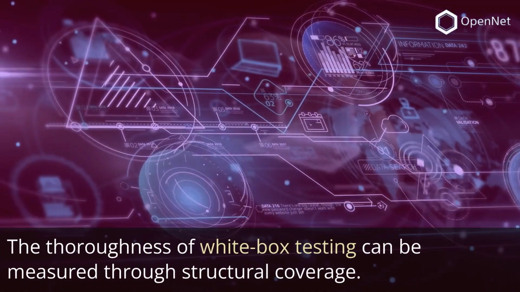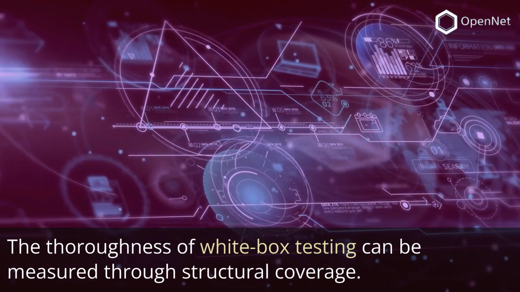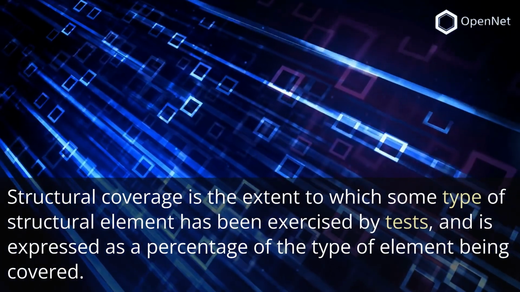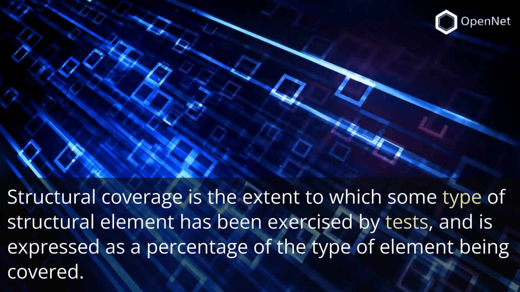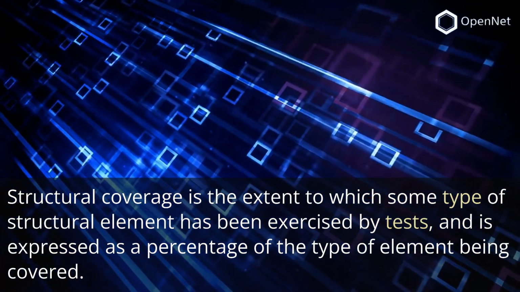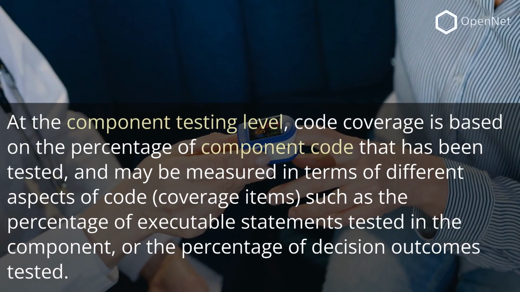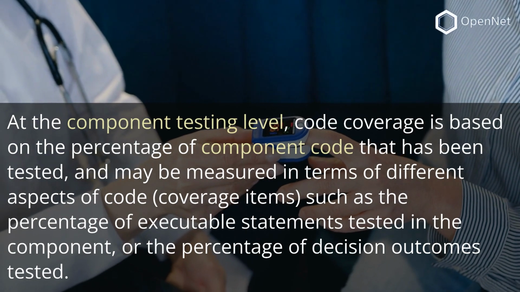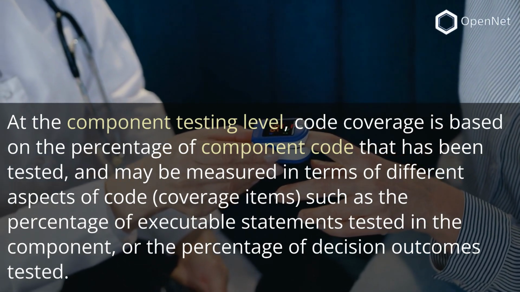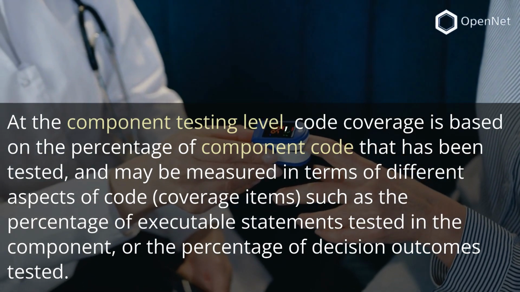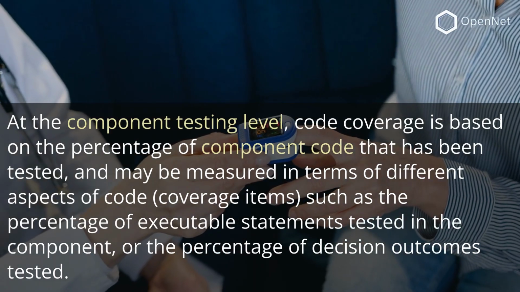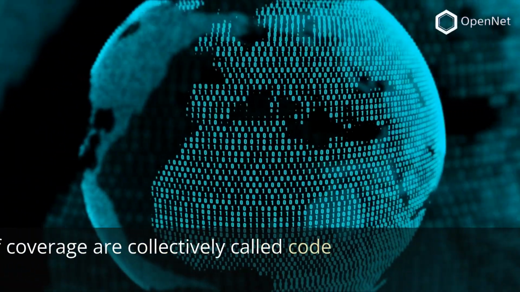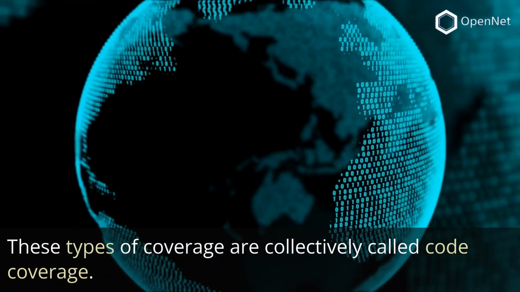The thoroughness of white box testing can be measured through structural coverage. Structural coverage is the extent to which some type of structural element has been exercised by tests, and is expressed as a percentage of the type of element being covered. At the component testing level, code coverage is based on the percentage of component code that has been tested, and may be measured in terms of different aspects of code coverage items, such as the percentage of executable statements tested in the component, or the percentage of decision outcomes tested. These types of coverage are collectively called code coverage.